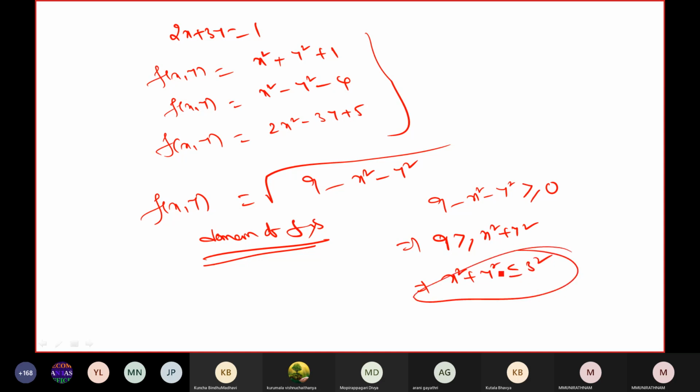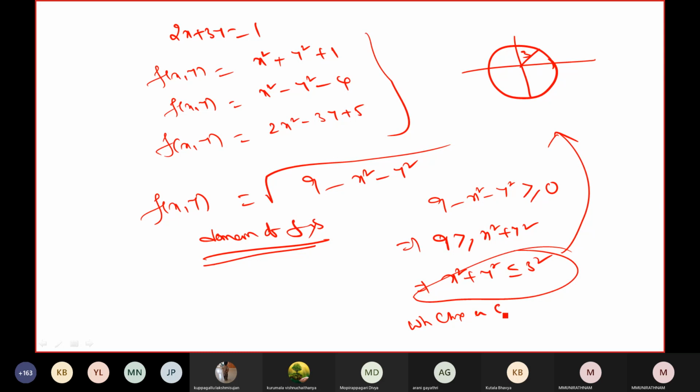So what is it called in terms of geometry? This is a circle of radius 3, x square plus y square equal to 3 square, which is a circle with center 0, 0 and radius 3.